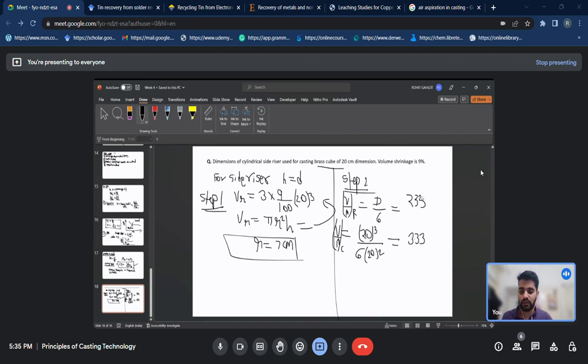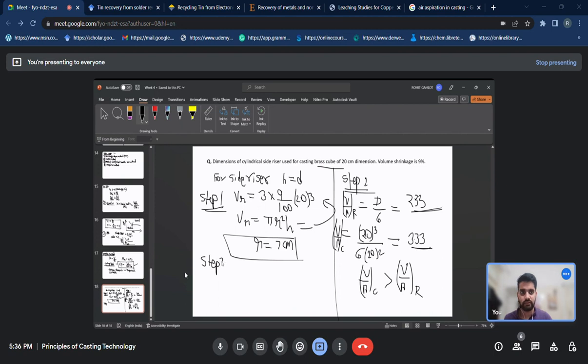So from these two equations we can see that V by A of the casting is more than V by A of the riser. So we can conclude that the riser will solidify before, as its value is lesser than the V by A of the casting. This shouldn't be the case. Okay, then what do we need to do?